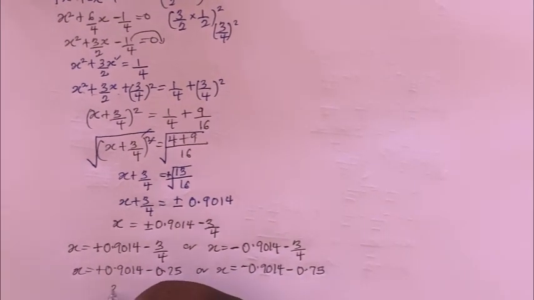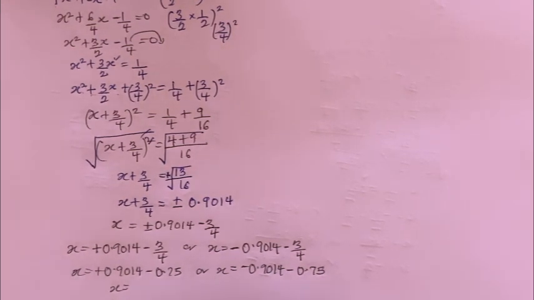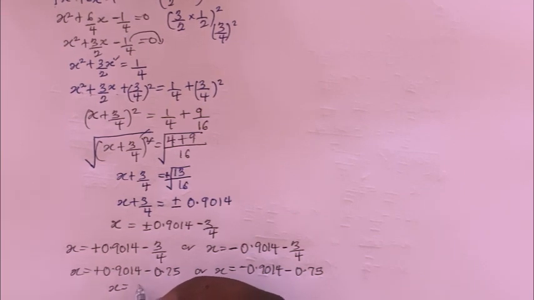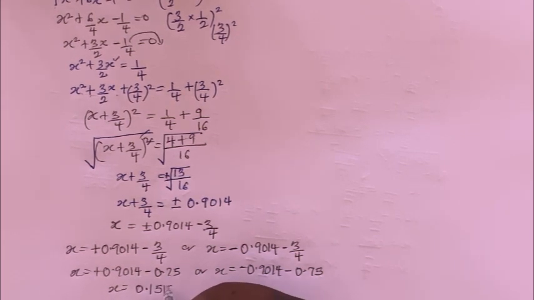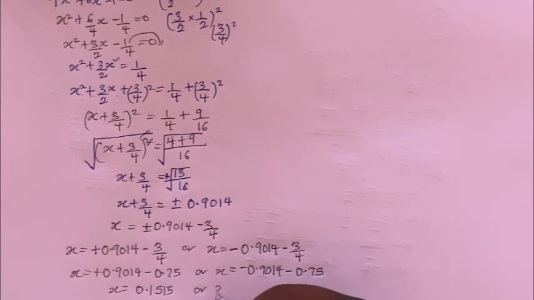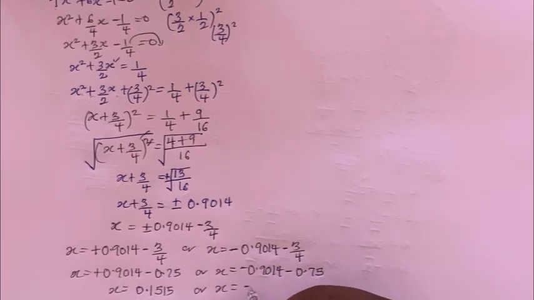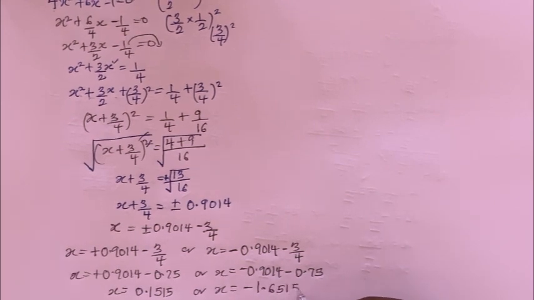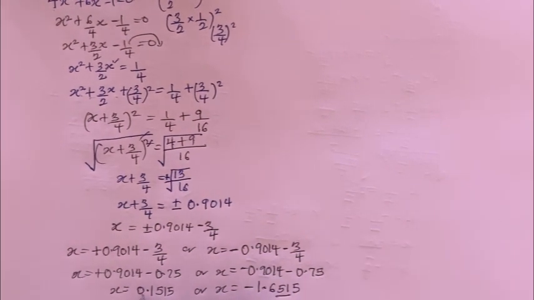Then let's find the two roots of x. So now in this case, we are going to have x to be 0.9014 minus 0.75. That's going to give us something like 0.1515 exactly, or x equals minus 0.9014 minus 0.75. So this gives us minus 1.6515 exactly. So these are the two roots of x.